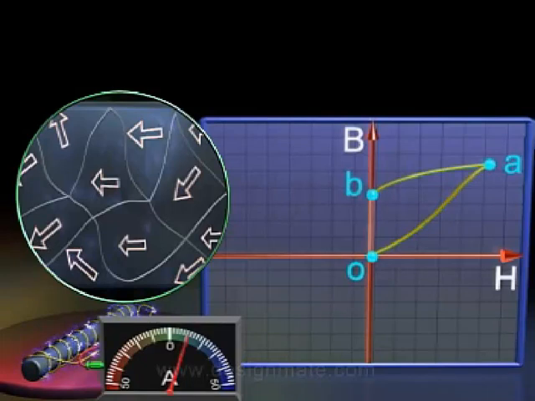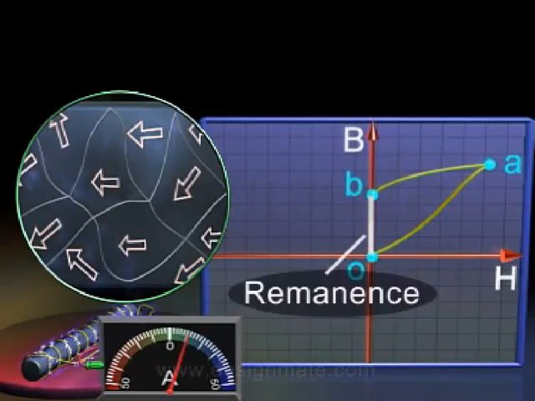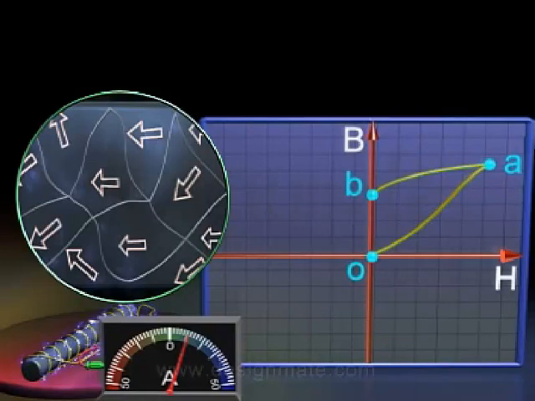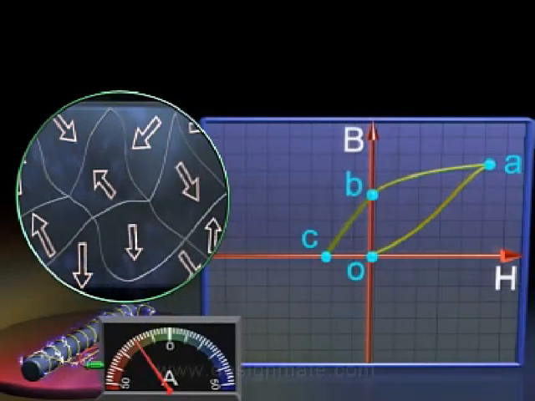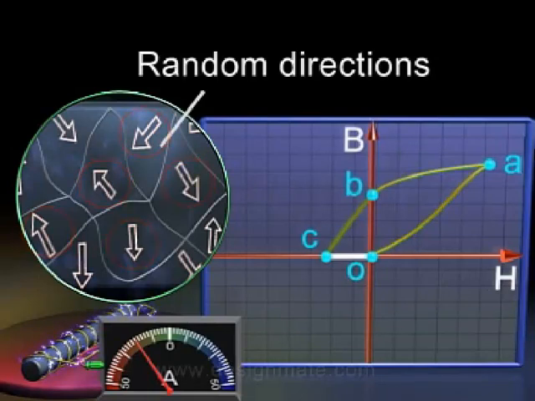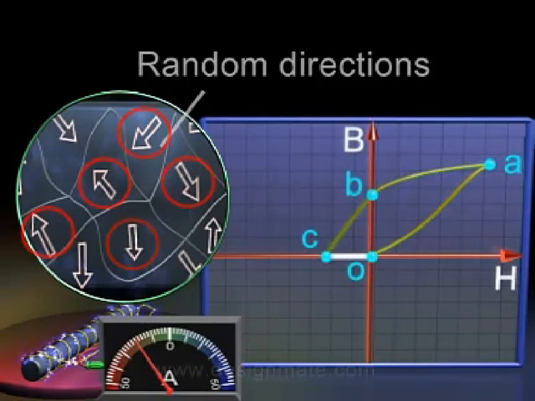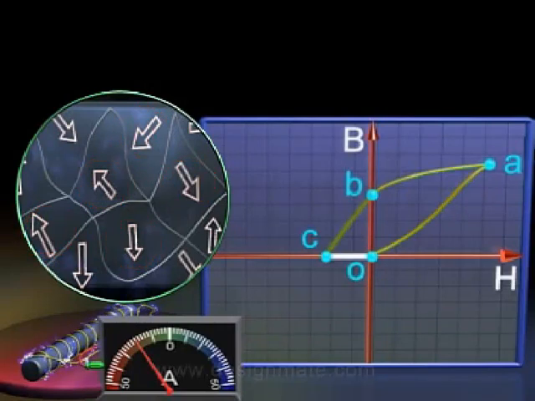The value of B when H is equal to 0 is called retentivity or remanence. Now, if the current is increased in reverse direction, then at point C in the graph, the value of H for which B is equal to 0 is called coercivity. At this point, the magnetic moments of the domains are again in random directions, but according to some different domain structure.